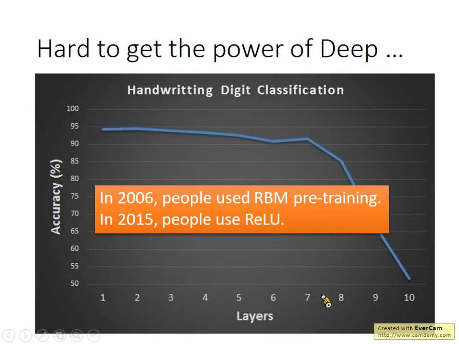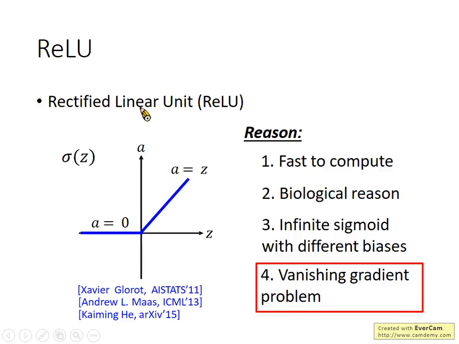Okay. And in the beginning of year 2000, some researchers tried to solve this problem. In year 2006, people used RBM, restricted Boltzmann machine, to do pre-training to solve the vanishing gradient problem. And right now, researchers use ReLU to solve this problem. So what is ReLU? ReLU is the abbreviation of rectified linear unit.